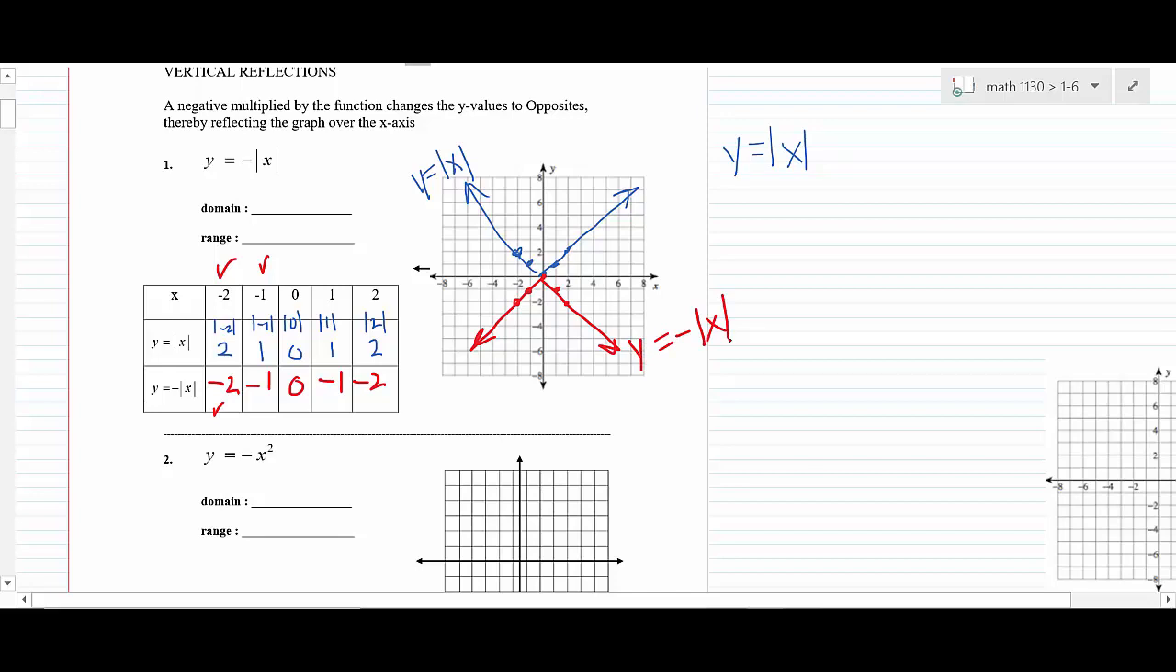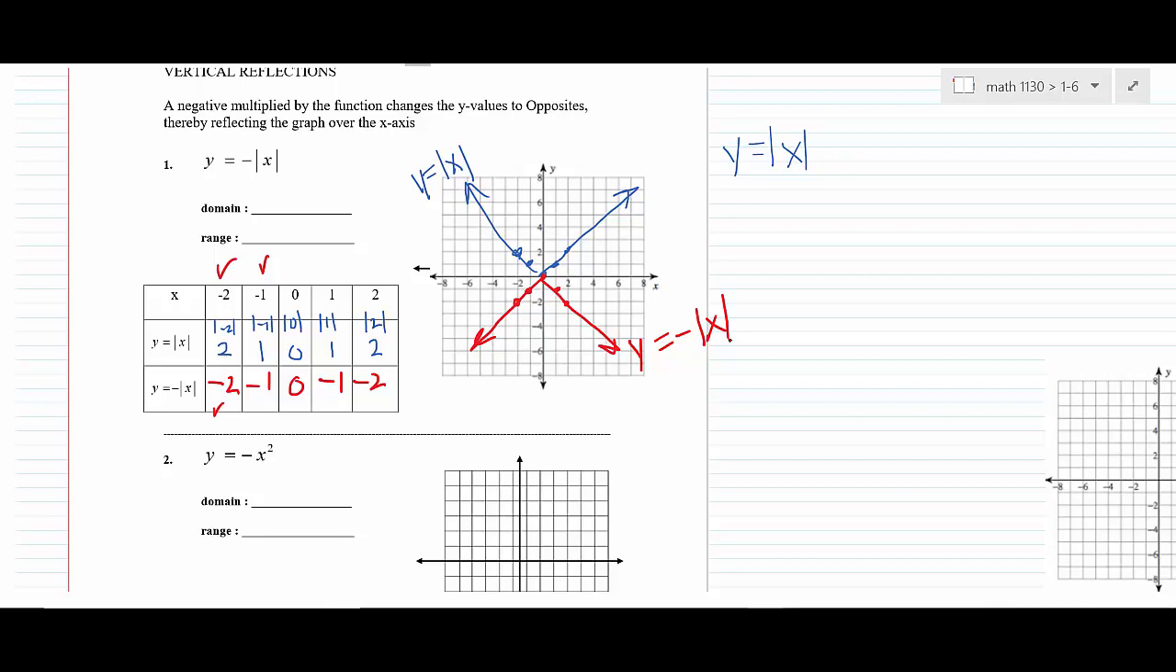Okay, so what we call that is a reflection. We've already talked about symmetry and reflections. We call that a vertical reflection. Anytime that you have a negative in front of a basic function, it changes all the y values to negatives, and that's what causes that to flip over the x-axis. Does that make sense? Okay, yeah.